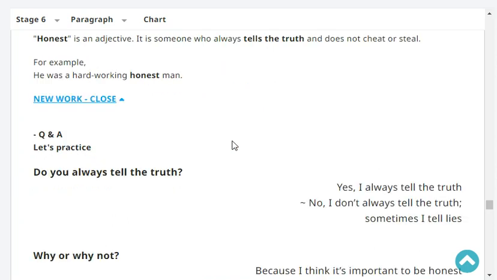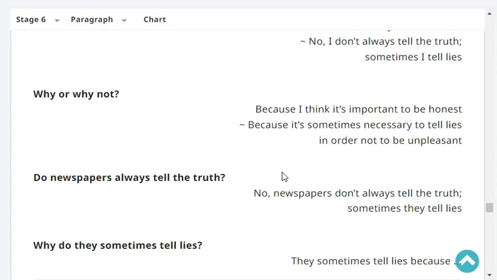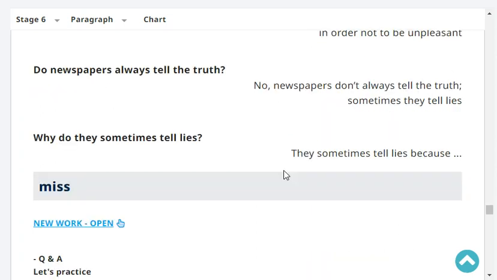Let's practice. Do you always tell the truth? No, I don't always tell the truth. Sometimes I tell lies. Why? Because sometimes it's necessary to tell lies in order not to be unpleasant. Do newspapers always tell the truth?